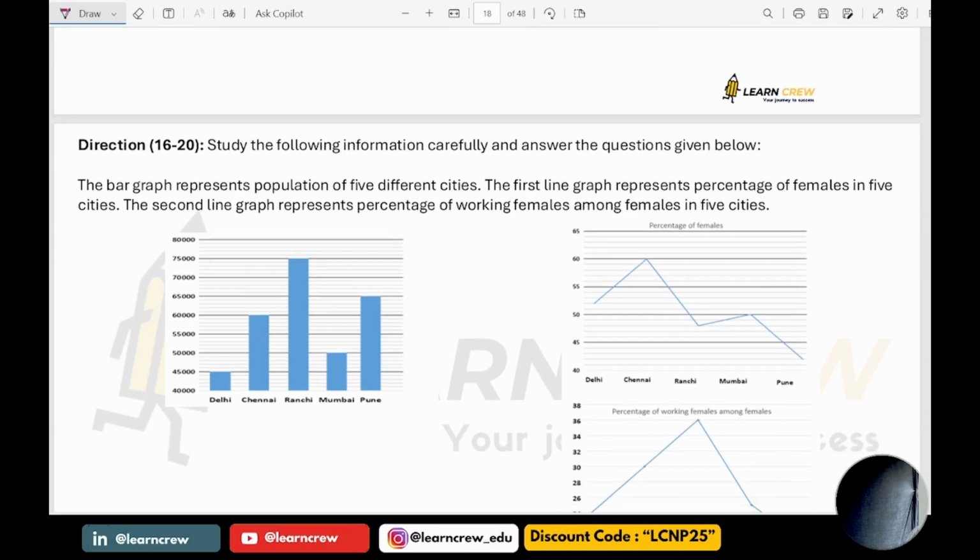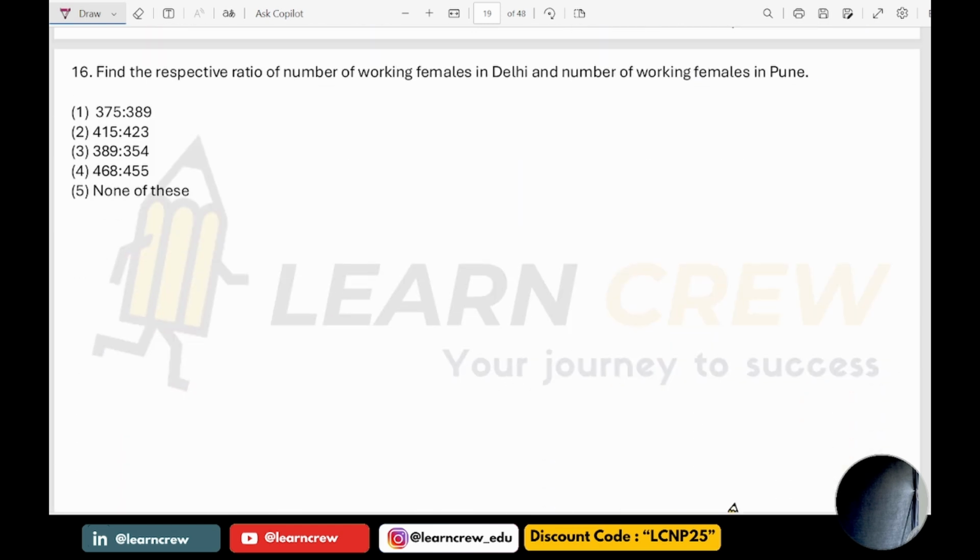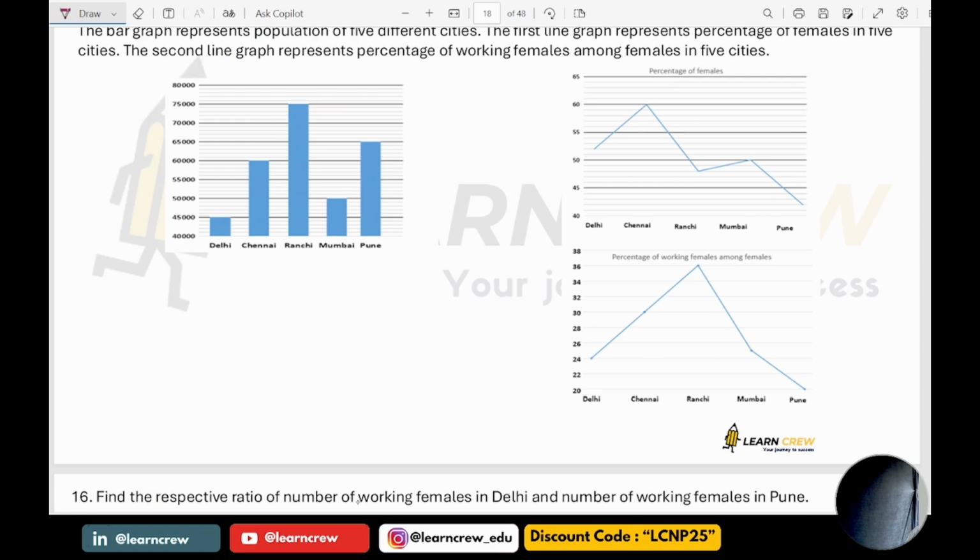Next one. Please see here, the bar graph represents the population of 5 different cities. The first line graph represents the percentage of females in 5 different cities. The second line graph represents the percentage of working females among the 5 cities. Now please see here. Find the respective ratio of the number of working females in Delhi and the number of working females in Pune.